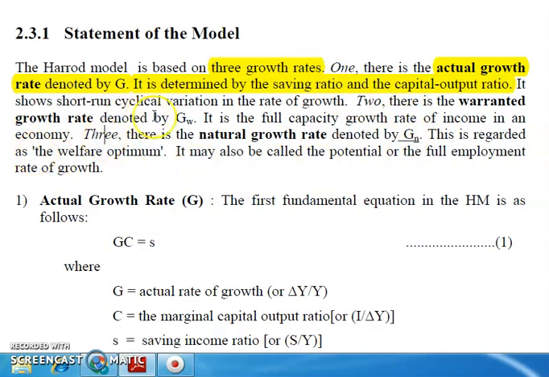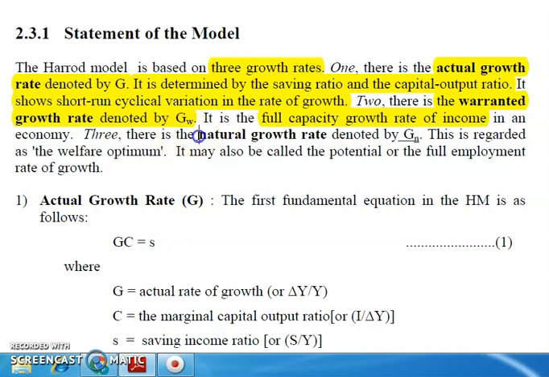It shows short-run cyclical variation in the rate of growth. The second growth rate is known as the warranted growth rate, represented as GW. It is the full capacity growth rate of income.